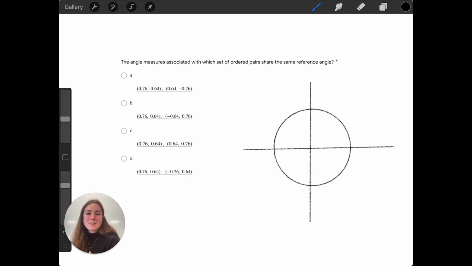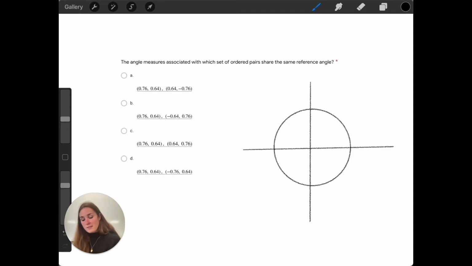Okay, so let's review finding reference angles. So here this question is asking which set of ordered pairs share the same reference angle. So reference angles are referring to if you have an angle on a unit circle that is bigger than 90 degrees or bigger than pi over 2 radians, you might need to find a reference angle to calculate the point of intersection between the unit circle and the terminal side of your angle.